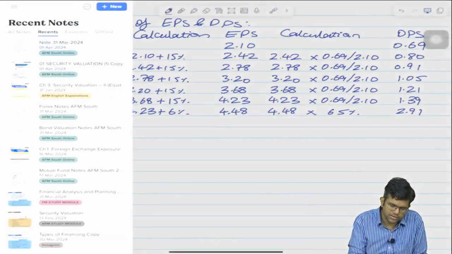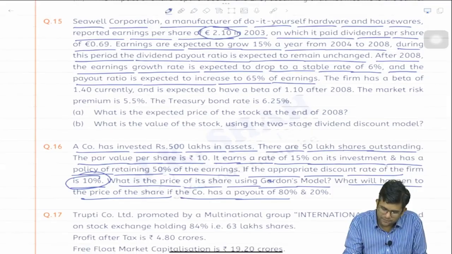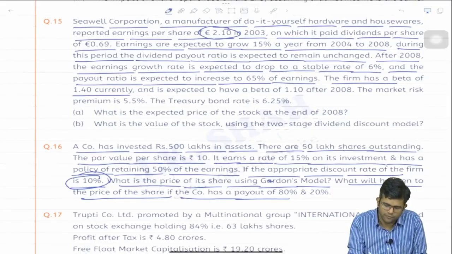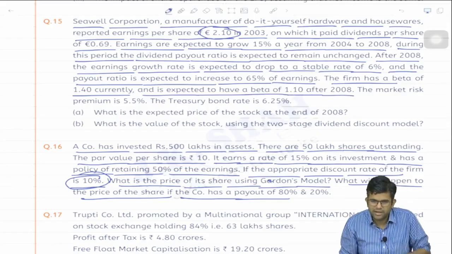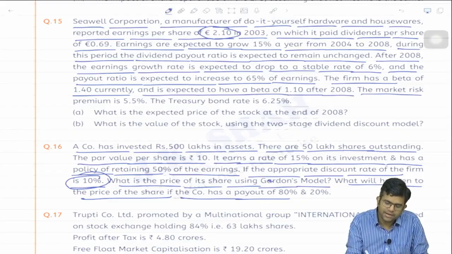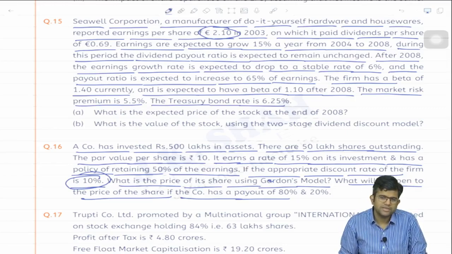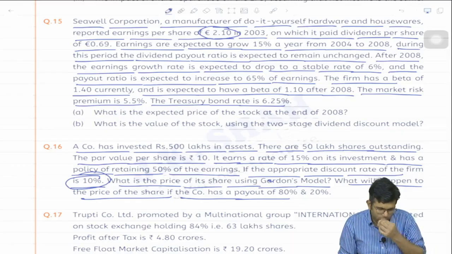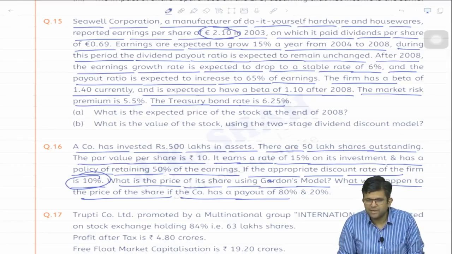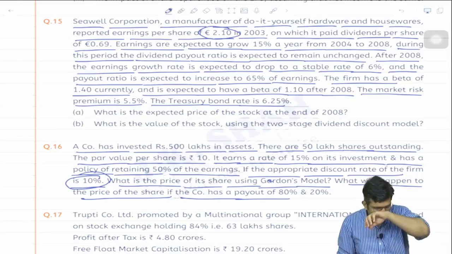Now next, what are they saying? They are saying the firm has a beta of 1.4 currently and is expected to have a beta of 1.1 after 2008. The market risk premium is 5.5 and the treasury bond rate is 6.25. Now this is, students, hinting towards calculation of KE using the CAPM model, risk free rate, which I will be teaching in portfolio management.